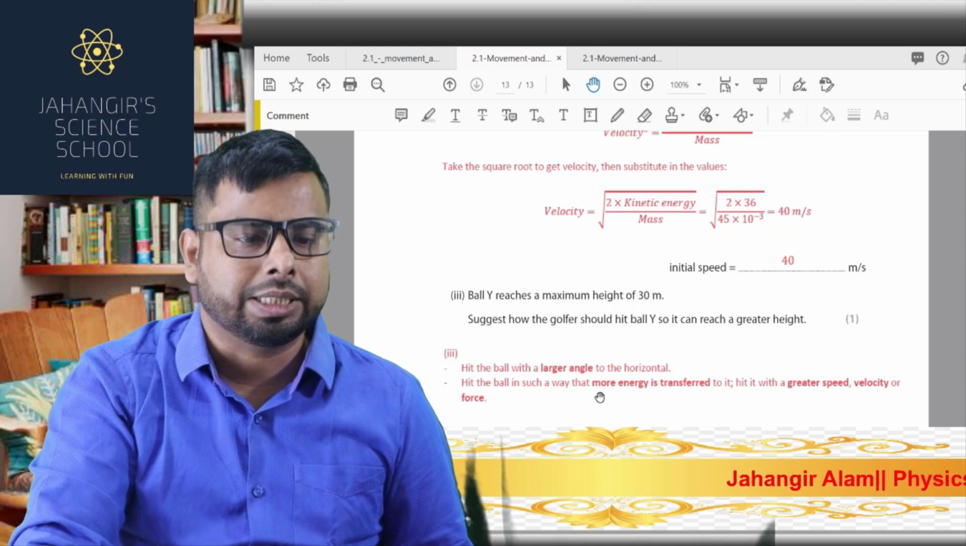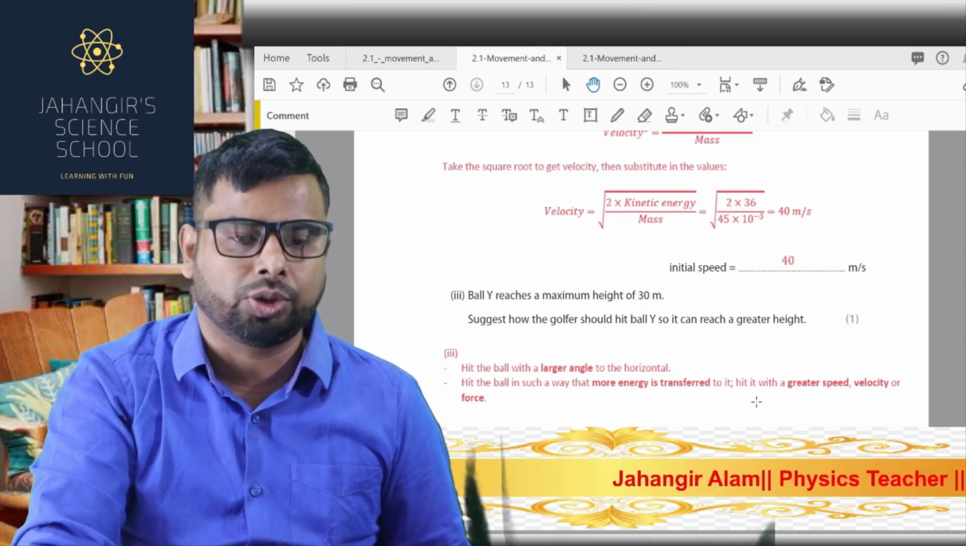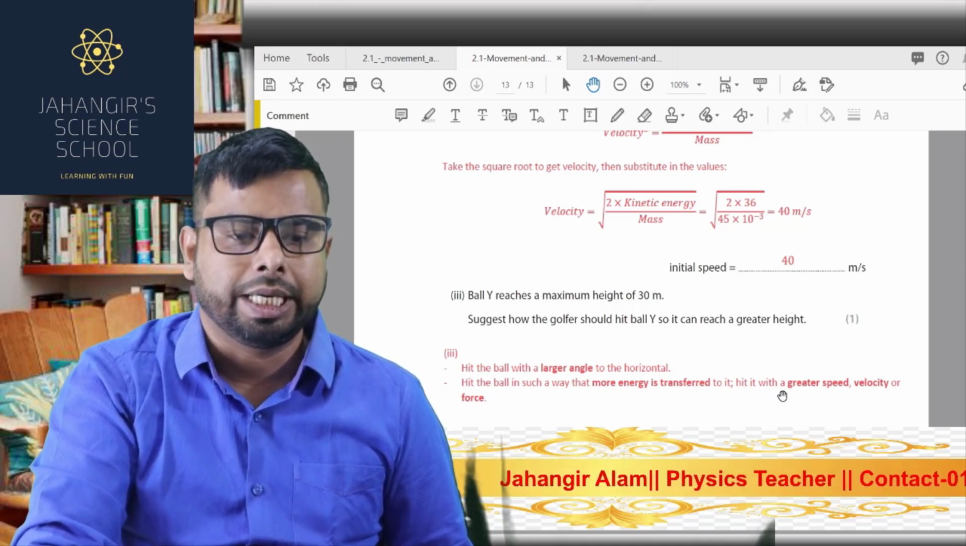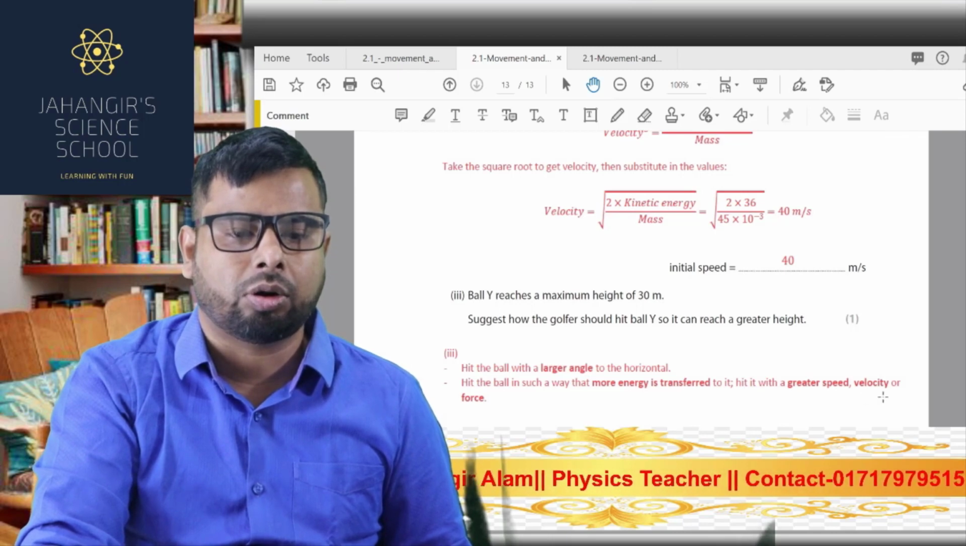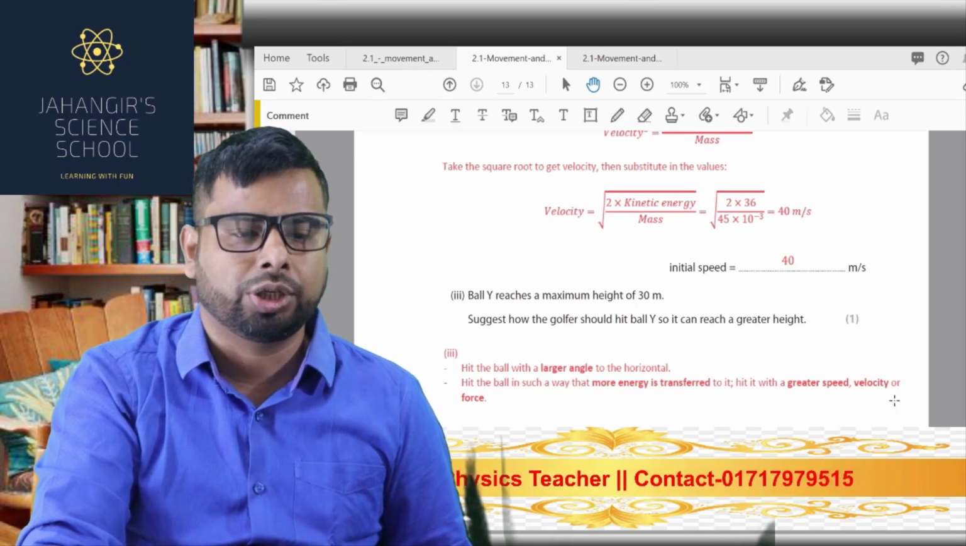Hit the ball in such a way that more energy is transferred to it. Hit it with a greater speed, or velocity, or force.